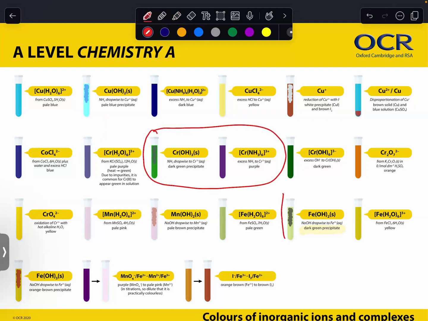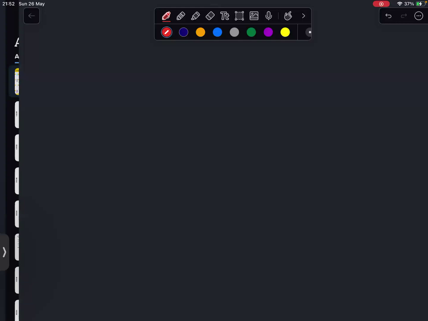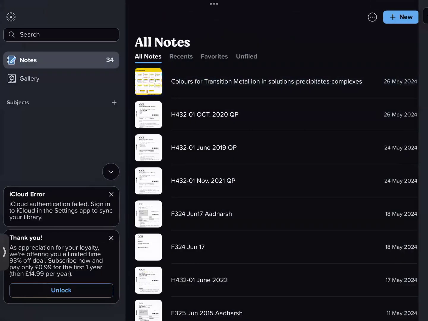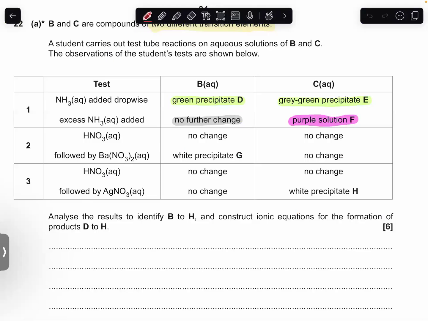And you've got the excess ammonia to give you a purple solution. Ladies and gentlemen, you need to learn all these colors, memorize them, and these are easy marks. You want to memorize them so that you can recall them whenever you need them. Going back to the question.